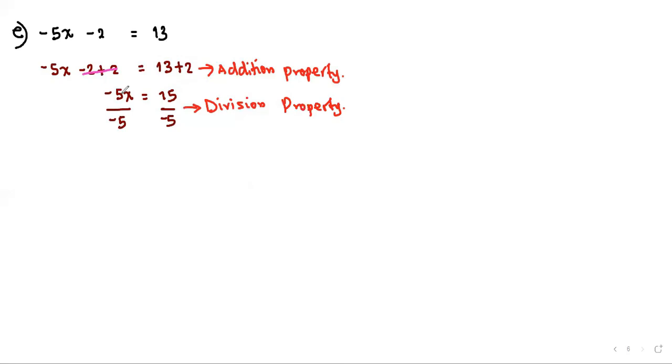Now, if you get negative 5, you divide it by negative 5, you know that that will be a positive 1. Because a negative divided by negative, you get a positive. So negative 5 divided by negative 5, you will get 1. So that is 1x, which is the same as x. So 15 divided by negative 5, you will get negative 3. So negative 3 becomes our solution. I believe you have understood this. If you want to check, you can go ahead and check.